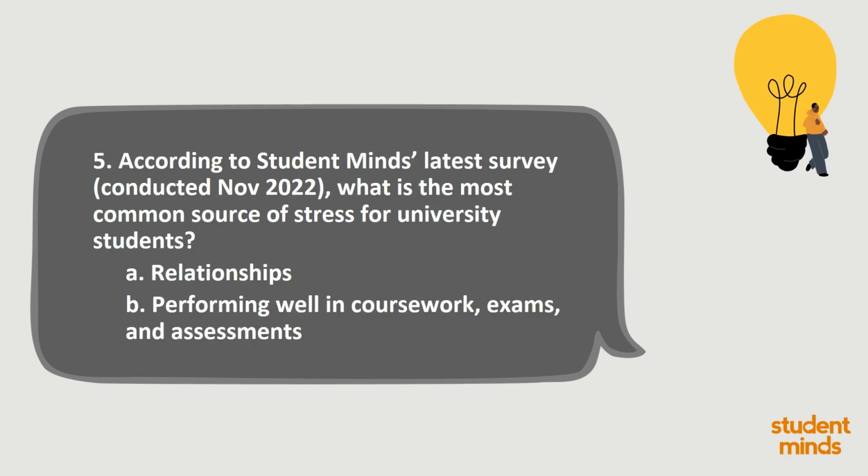Question 5. According to Student Minds' latest survey, which was conducted in November 2022, what is the most common source of stress for university students? A, relationships, or B, performing well in coursework, exams, and assessments?